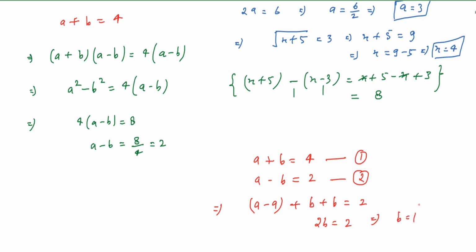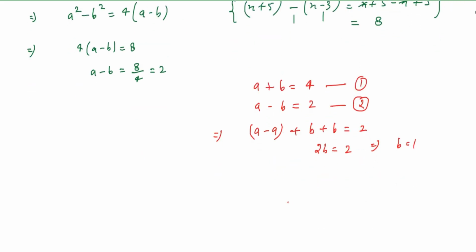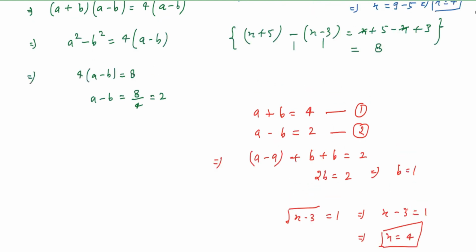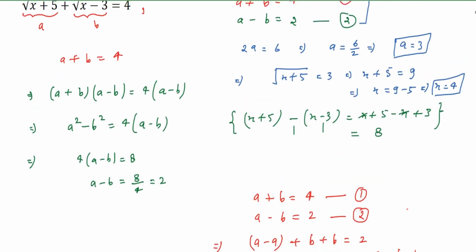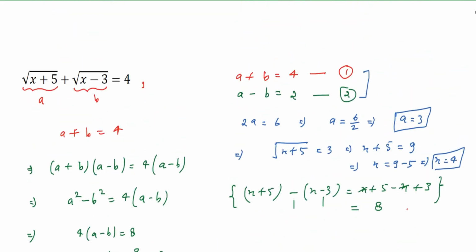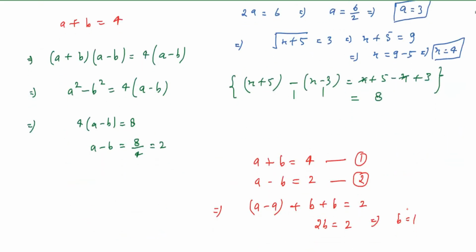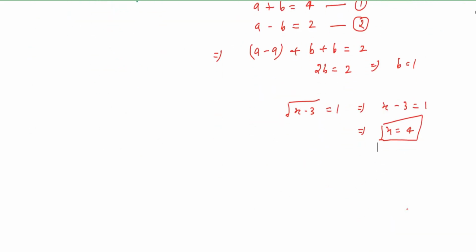If b = 1, that means square root of x - 3 is now 1. In order to find the value of x, we will square this equation on both sides. So we will have x - 3 = 1. Further, we will have x = 4. So it won't affect the final result whether we add equation number 1 and 2 or subtract equation number 2 from equation number 1. In both cases, we have the solution of the equation, that is x = 4. And this is the final answer of this particular question.